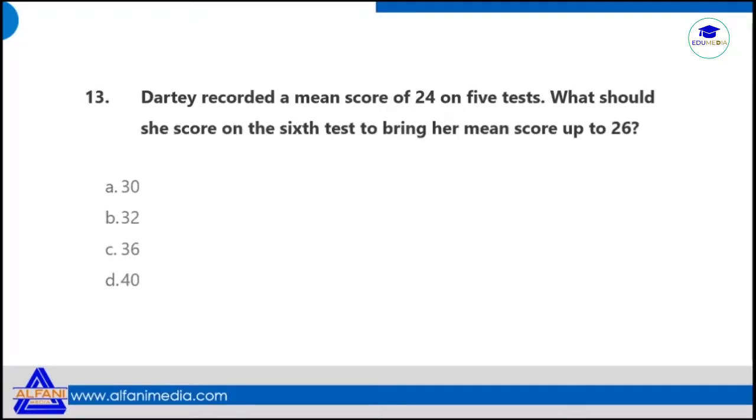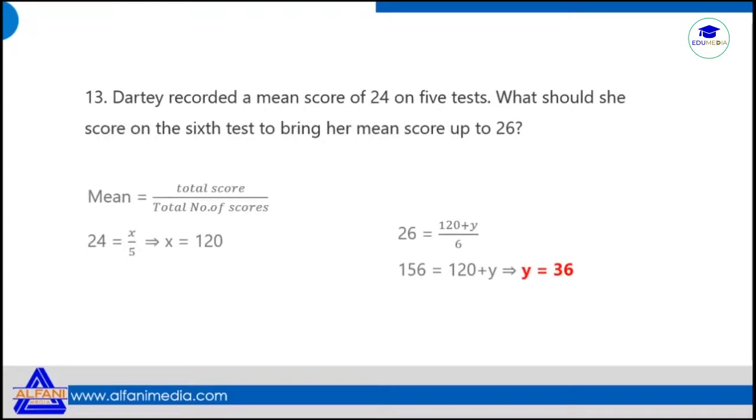The next question, question 13: Data recorded a mean score of 24 on 5 tests. What should she score on the sixth test to bring her mean score up to 26? This also needs some small working. To get the mean, all you need to do is take the total score divided by the total number of scores. I've already been given the first mean, from the previous tests, so she had a mean score of 24.